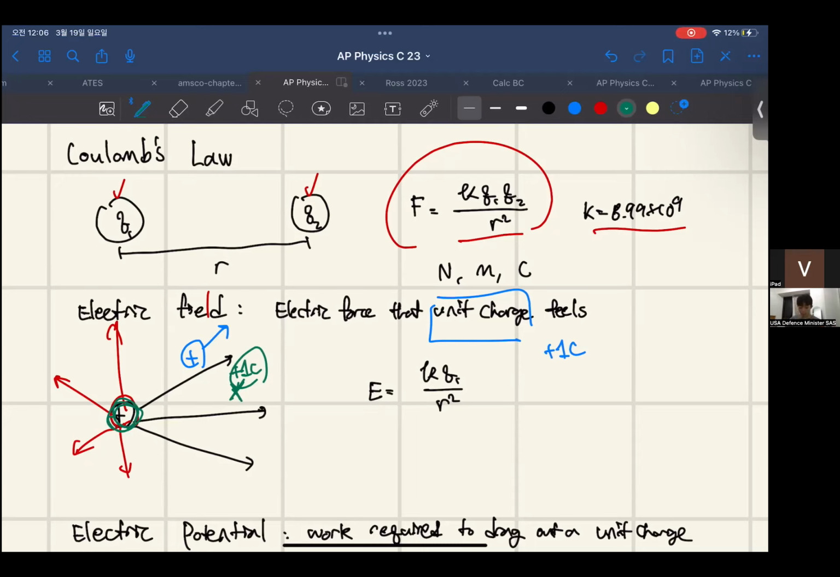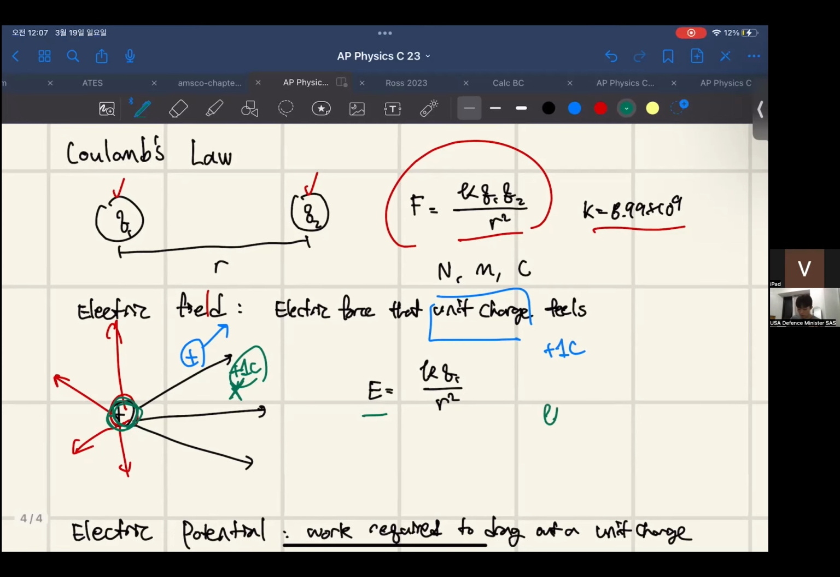Which means the formula for electric field would be the same as the formula of the electric force, which is k Q1 Q2 over r squared. But what you have to remember is that Q2, the charge of the second charge, would be plus 1 coulomb, because the second charge is always going to be the unit charge, the standard charge. Thus, its charge would be plus 1 coulomb. So instead of writing k Q1 Q2, you can simply write k times Q1 times 1, which is literally just k times Q1 over r squared.